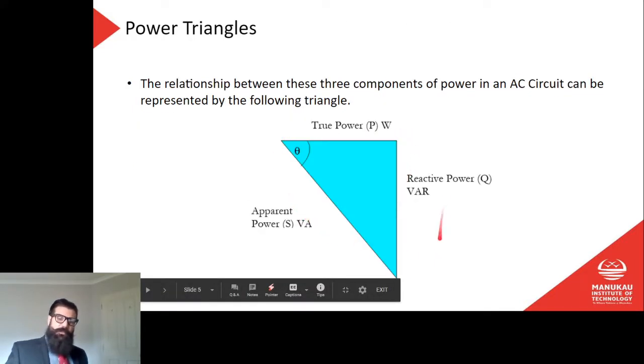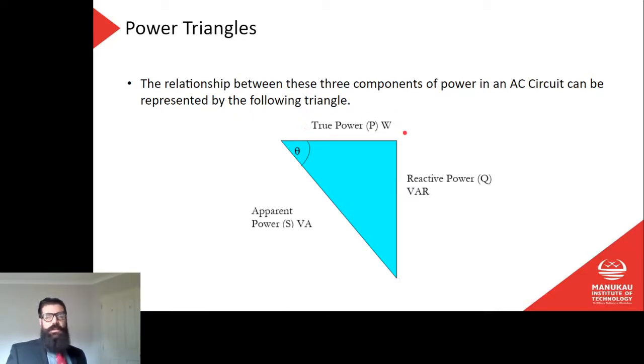Okay, we've seen this before. This is a power triangle. Just like with impedance triangles or any of these other things we've looked at, hopefully this is starting to look familiar now. Our true power, that's the resistive part. So resistance goes on the horizontal side.